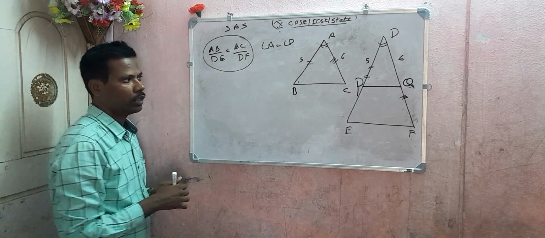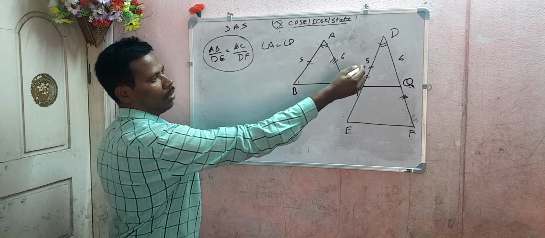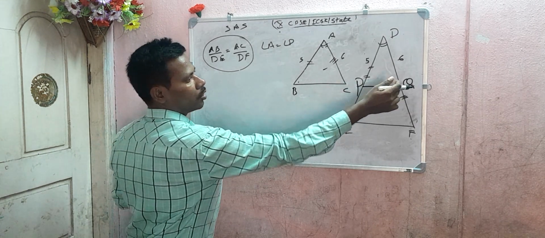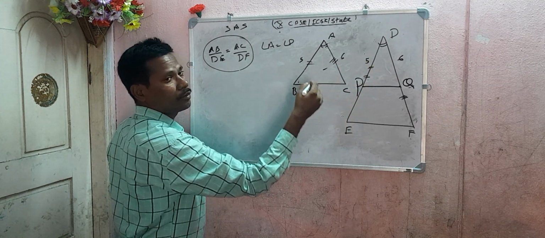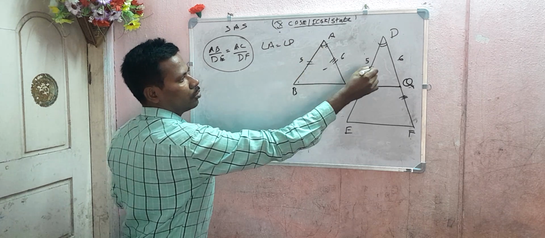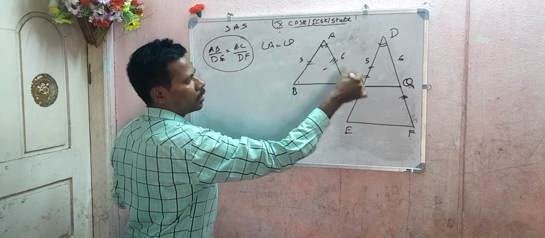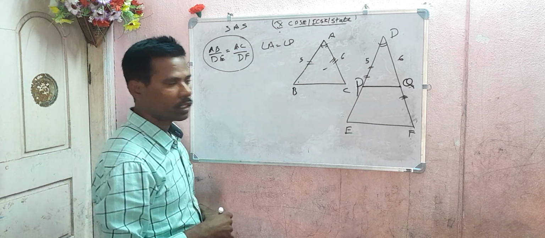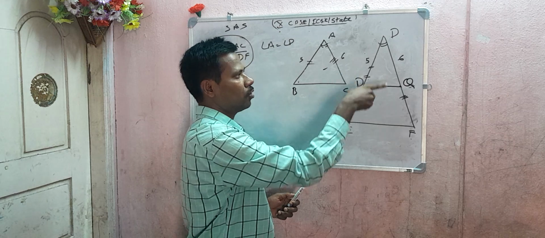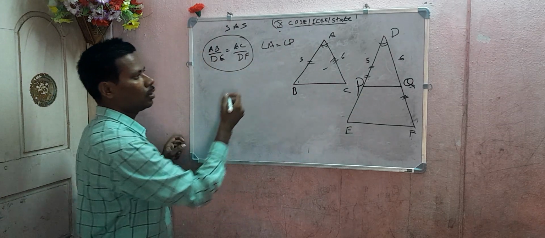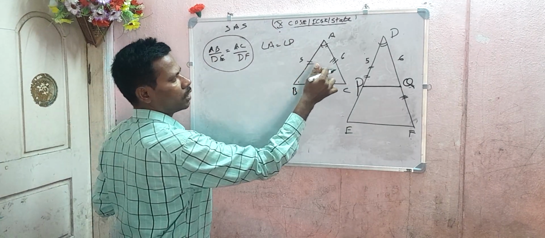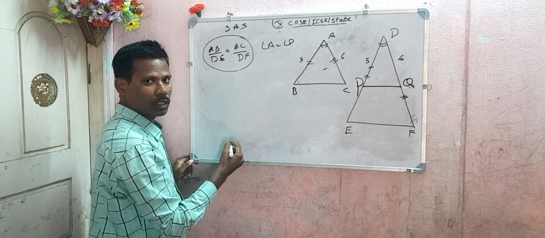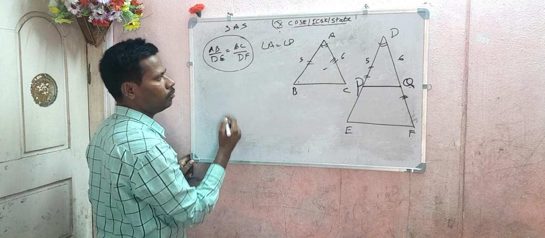So how will you prove? It's very simple. Mark, now you can see that these two triangles are similar. Mark P and Q as two points on triangle DEF such that AB is equal to DP and AC is equal to DQ. So this is the small triangle and this is the big triangle, so you can always take those measurements. First thing I am going to prove is that these two triangles are congruent.